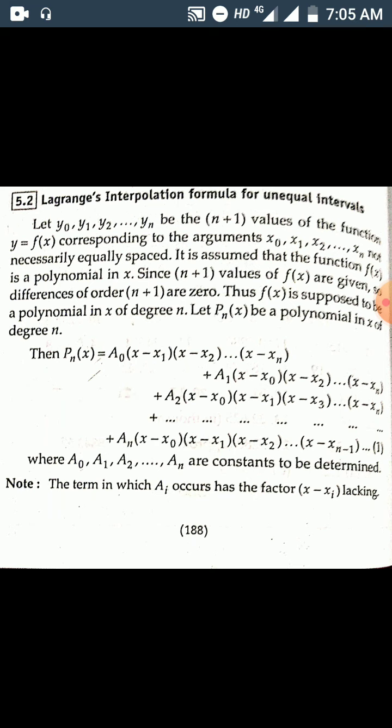One more thing is to be considered. We see that in the term a0 there is no factor containing x minus x0, and in the term a1 there is no factor containing x minus x1. We have to consider Pn(x) like this. So, in general, the term ai has the factor x minus xi lacking. Here a0, a1, a2, ..., an are constants to be determined.